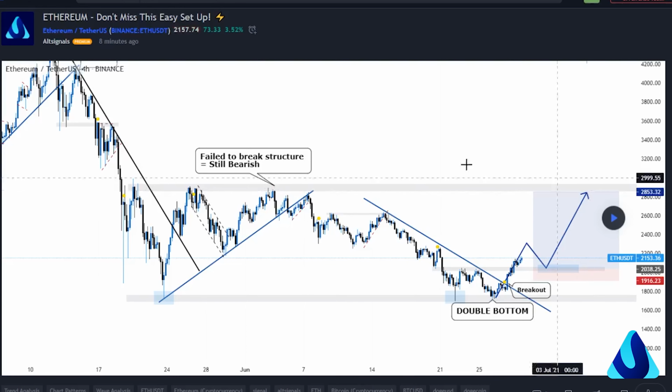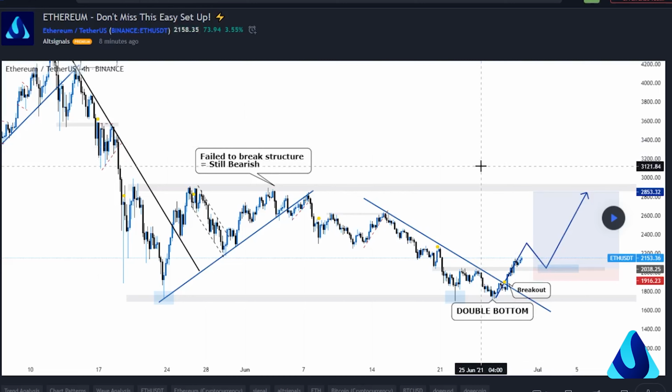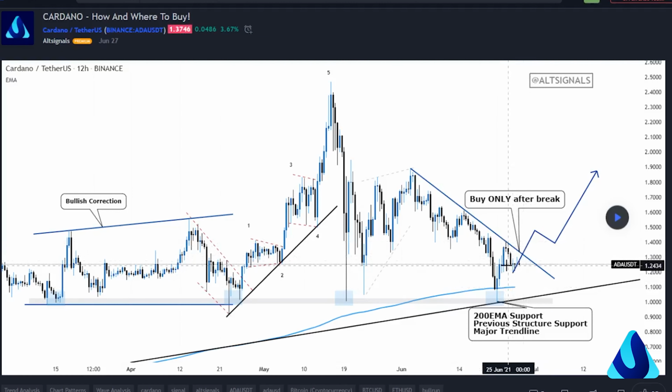So that's Ethereum. What we're going to do now is jump into Cardano, because we want to highlight some of the predictions that we got last time as well. So what we said was we would be looking at potentially buying once we see a breakout. Same sort of setup as Ethereum. So people wanted to know where and whereabouts you should purchase Cardano. Where would be a good point?